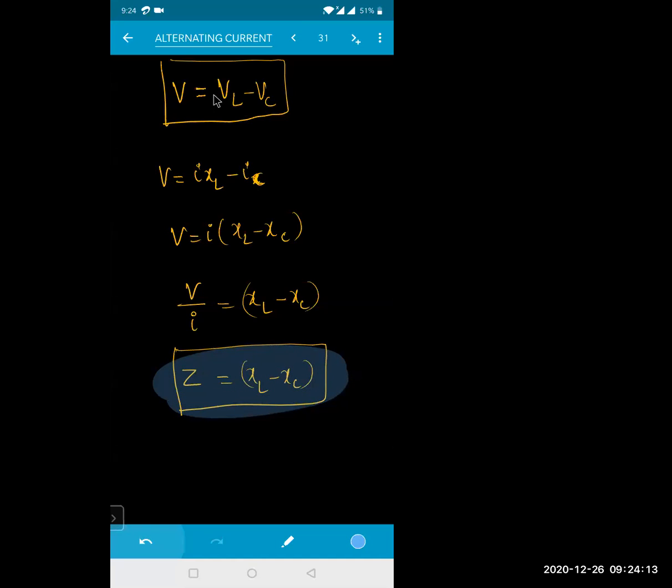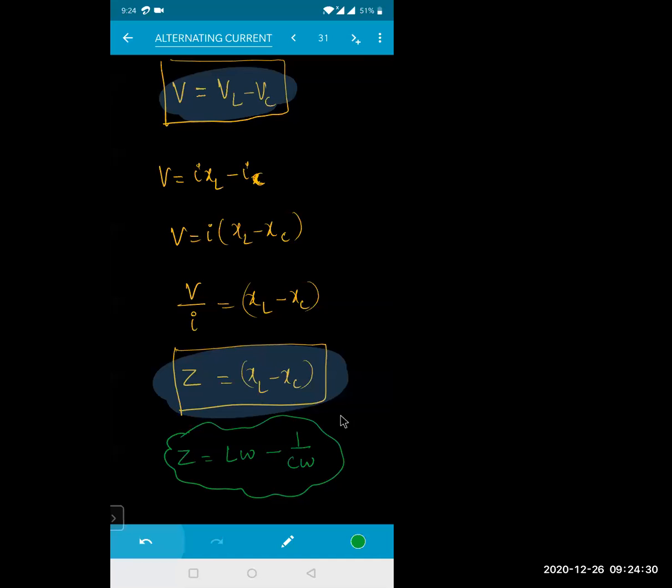So V is equal to VL minus VC, or else I can write by this relation, Z is equal to XL minus XC, that is L omega minus 1 by C omega. Omega is also in terms of frequency: omega will be equal to 2 pi into f, or else 2 pi by capital T. That depends upon the problem. You can write it for the given conditions.